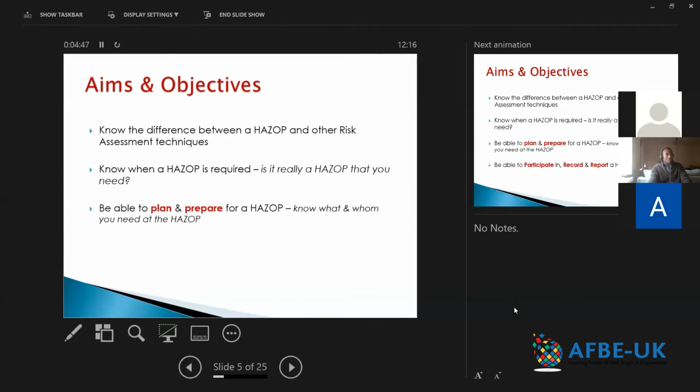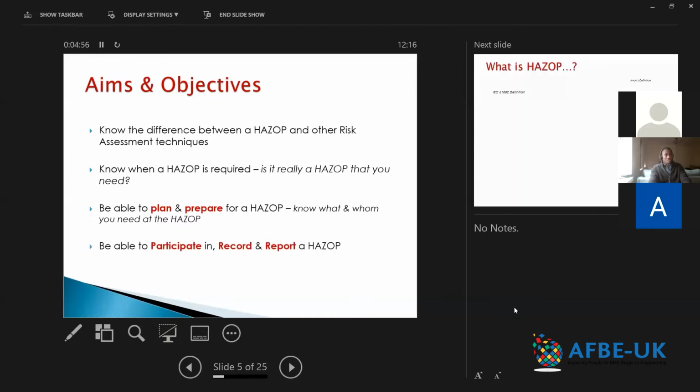And then hopefully we can plan. We'll be able to plan and prepare for a HAZOP, know what and whom we need to attend a HAZOP, and be able to participate in, record, and report a HAZOP. So those are the key objectives, or learning outcomes, if you like, that we've got for this session.